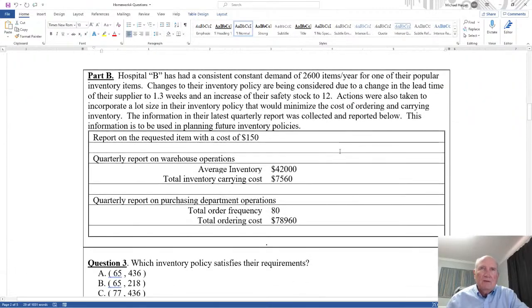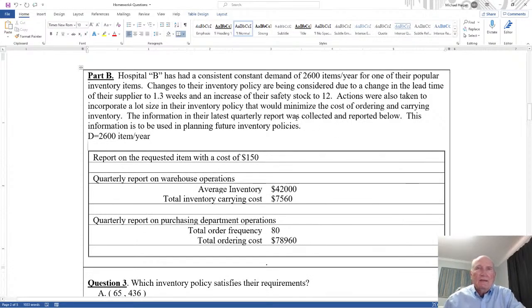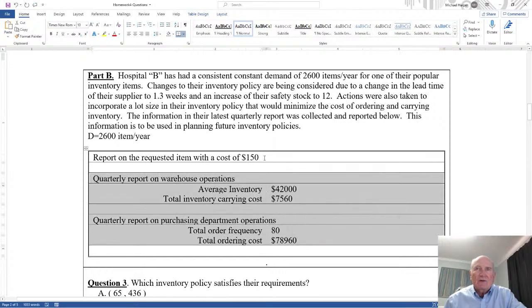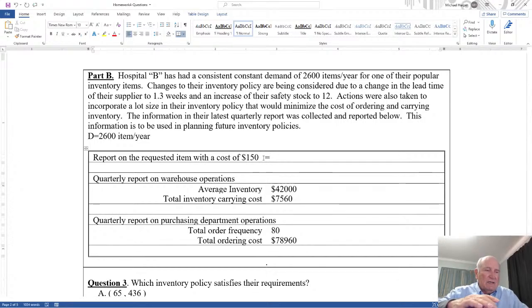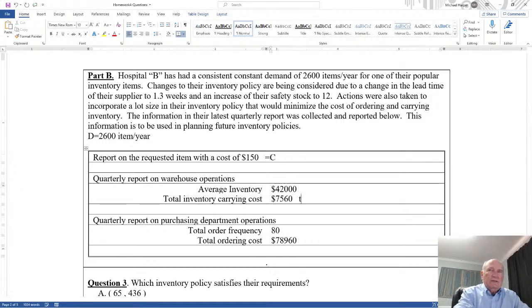Okay, part B. Now, again, I still have a constant demand rate of this items per year. Actually, we can come down here and say our demand rate equals 2,600 items per year. So I start with a year. Okay. Now down here, this is a quarterly report. So we have our C right here. This is equal to C. That's our item cost. Down here we have our average inventory and our total inventory cost. Okay, so this right here equals, let me just say, equals the total inventory cost.